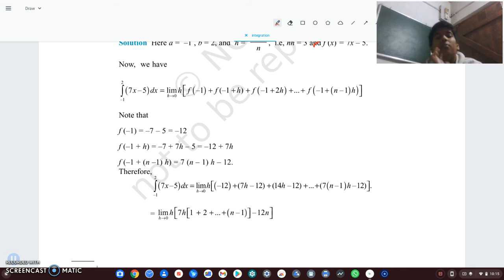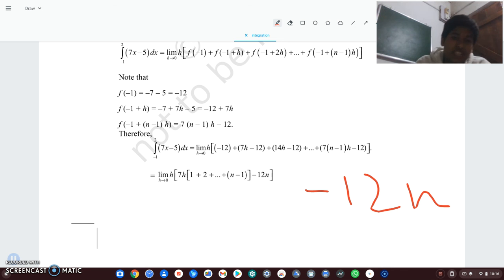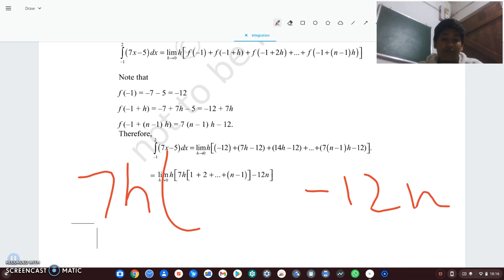Moving further, limit h tends to 0, and now we are getting minus 12. Minus 12 is always minus 12, for how many terms? For n terms, so we can directly write minus 12n. Now we have to think for h. For h we are getting 7h, then 14h, then 21h, like this, and we can take 7h as common. If we take 7h as common, we are left with 1, plus 2, plus 3, plus 4, plus 5, plus 6.